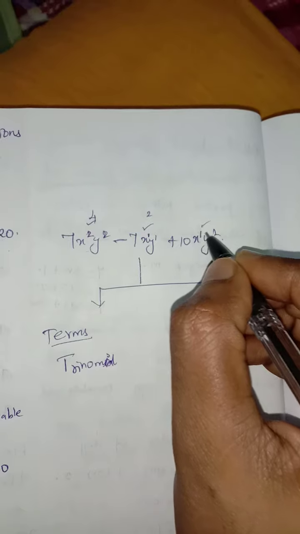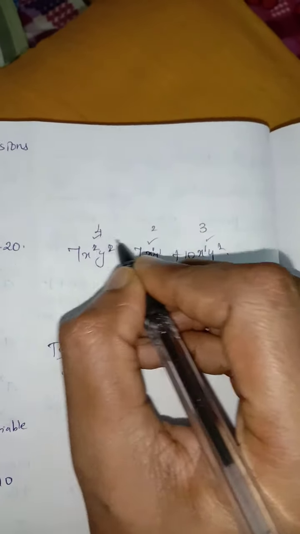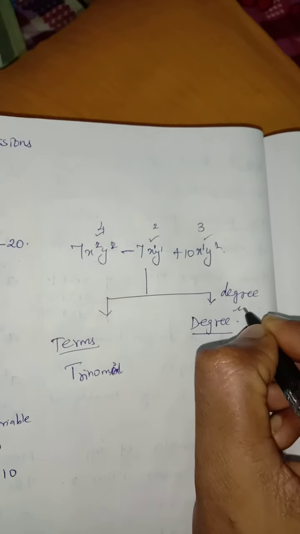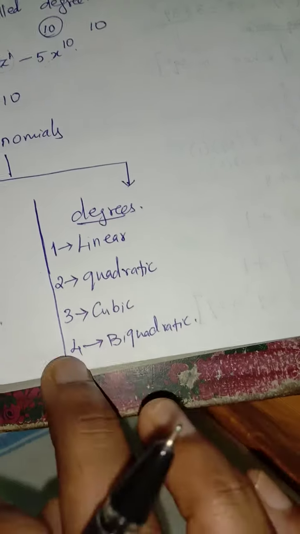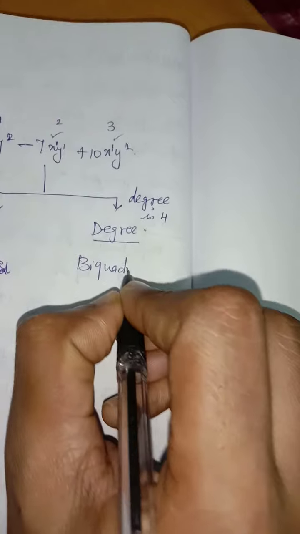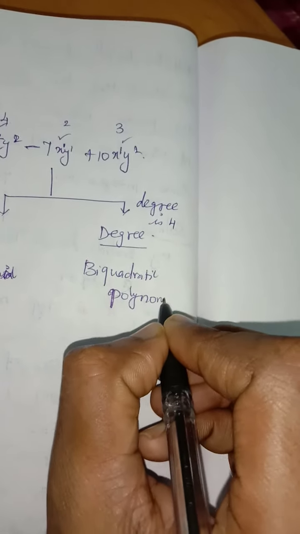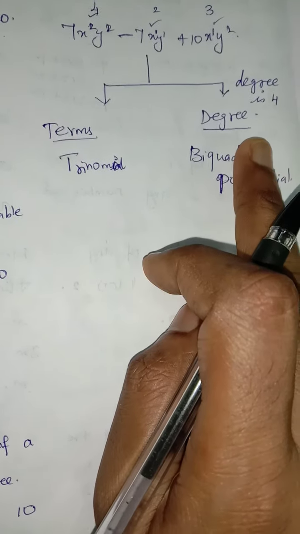Here 1 plus 2 is 3. So we have 4, 2, 3. Among these, which is the greatest value? The greatest value is 4. Therefore the degree is 4. If the degree is 4, then the name of this polynomial is biquadratic polynomial. So we can classify a polynomial depending upon its degree as well as its terms.